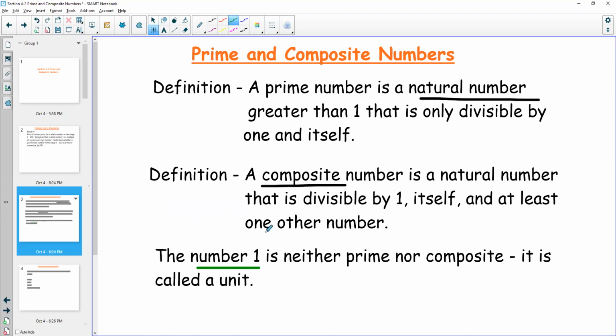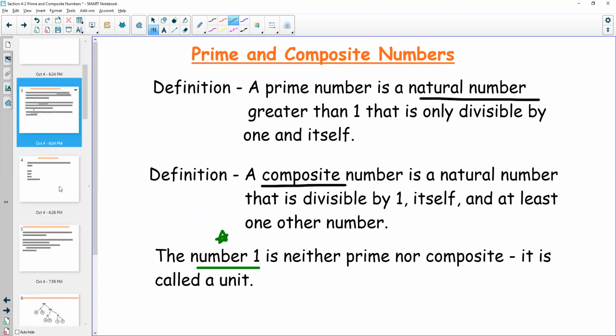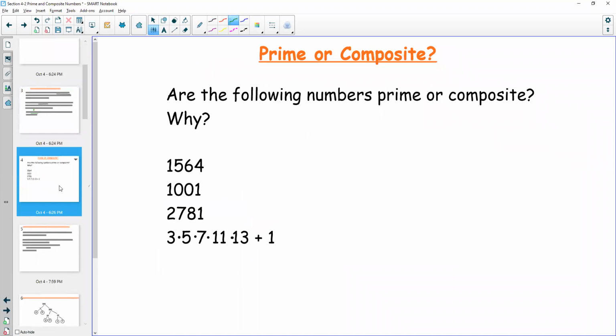So this is actually one of those weird questions that shows up on standardized tests a lot. They ask you whether 1 is prime, composite, or neither. The answer is neither. Okay, so one of the things we have to do is determine if numbers are prime or composite. So take a look at the numbers on this list and see if you can figure out if they are prime or composite or what. Okay, and then think about how you did that.